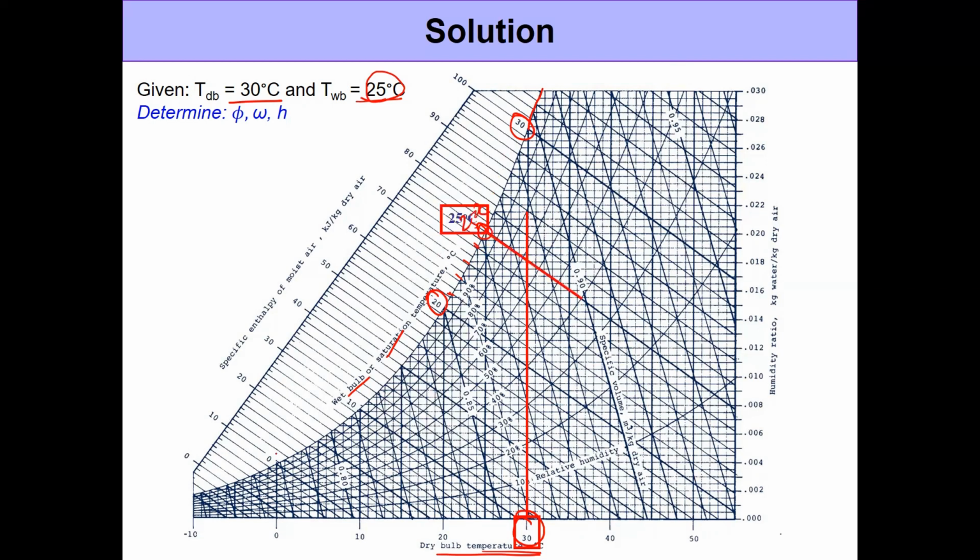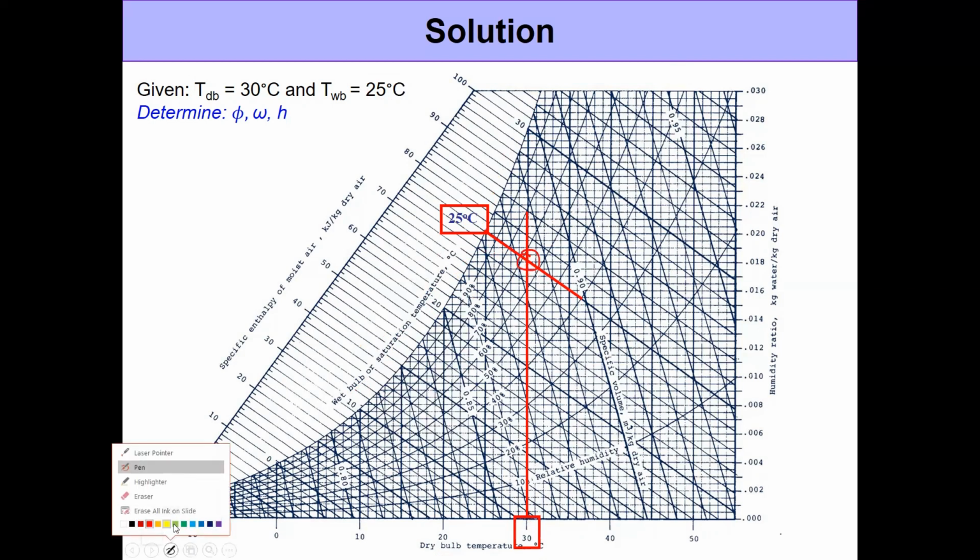So you just draw a line straight away. And this is our point. This is the point that we are looking for. Let me put that with green. This is the point that we have been trying to determine. Now, once you have located the point, it's very easy to go ahead and identify the different properties we want.